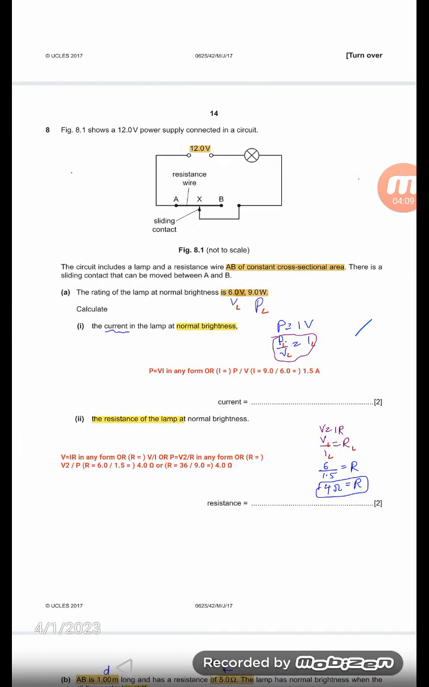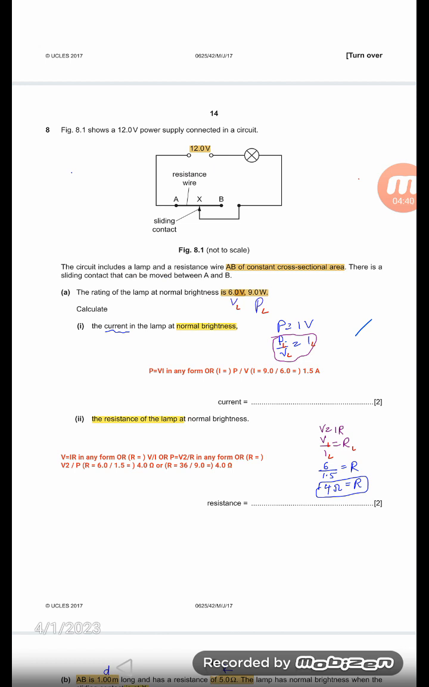Okay, look at this question. It shows a 12 V power supply connected in a circuit. The circuit includes a lamp and a resistance wire AB of constant cross sectional area. The area is constant, meaning it does not change. There is a sliding contact that can be moved between A and B. The rating of the lamp at normal brightness has a given voltage and power.